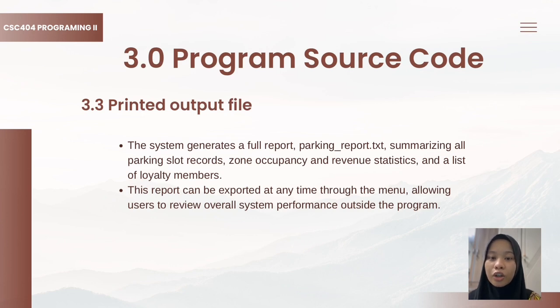Second, it shows the zone occupancy and revenue statistics, broken down by zone A, B, and C, including how many slots are occupied and the total revenue collected per zone. Third, it includes a list of loyalty members, showing how many times each customer has visited and their total spending. Lastly, this report can be exported at any time through menu option 11, so the parking manager can review the system overall performance without even running the whole program.